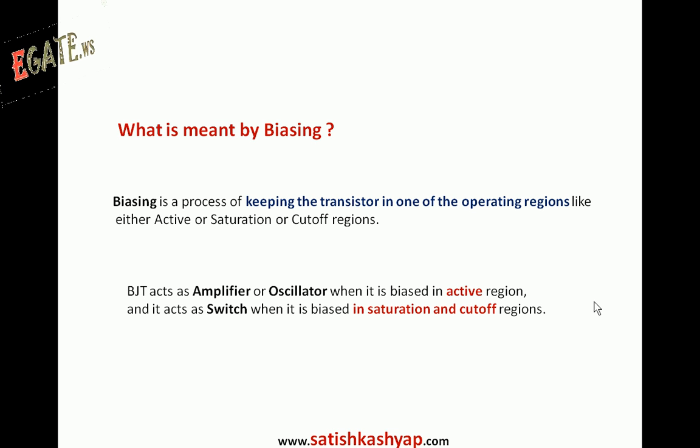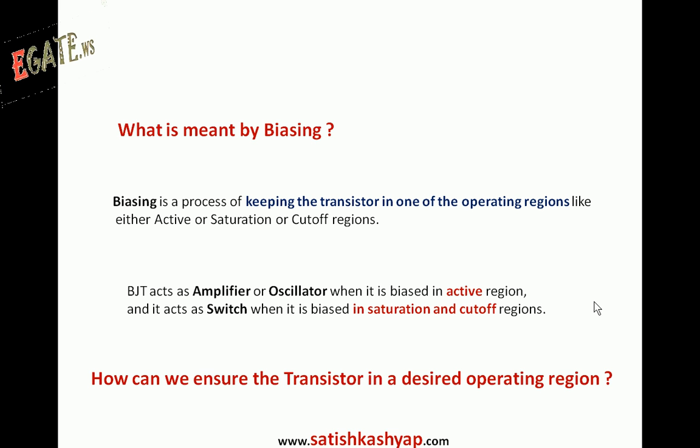There are three different operating regions: active region, saturation and cutoff. Whenever the transistor is biased in the active region, it can act as an amplifier or oscillator. If you want to make amplifier or oscillator applications, the BJT must be biased in the active region. Similarly, if you want to use a BJT as a switch, it must be biased in the saturation and cutoff regions. In the saturation region it acts as an on switch, in the cutoff region it acts as an off switch.